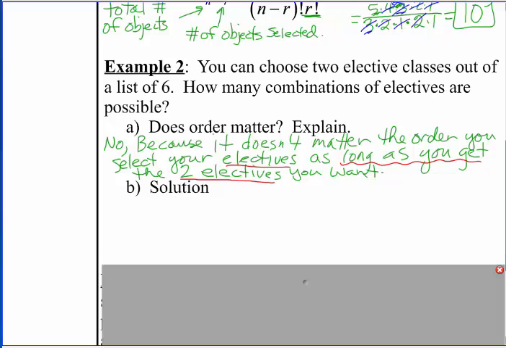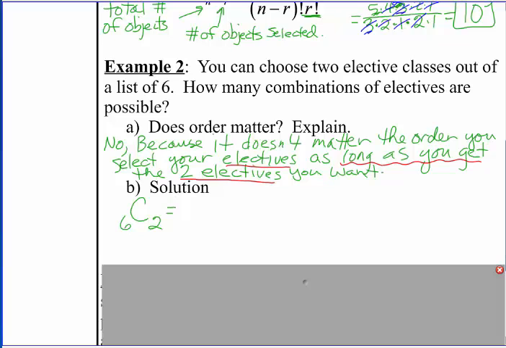So then we're going to do our solution. We have 6 total electives to choose from. We are choosing 2 of them. So always write your notation. Remember, the first number is always the total number of items you are selecting from, and then the second number is how many you're actually going to select.